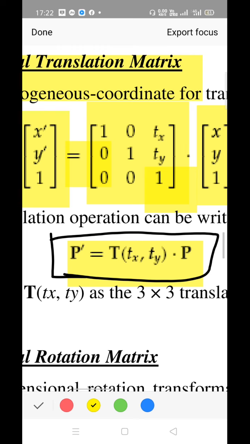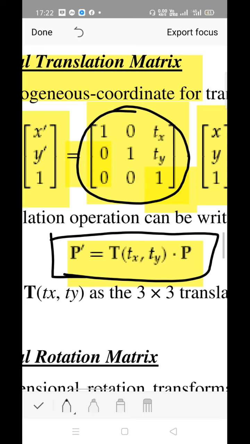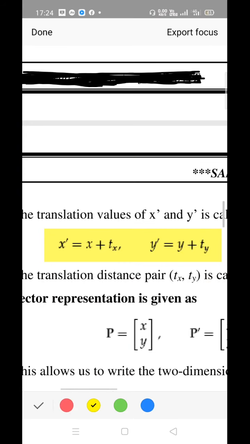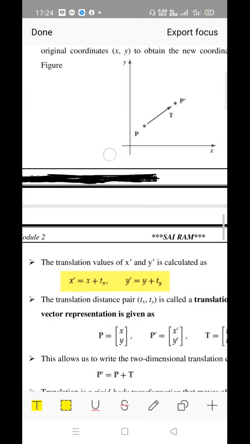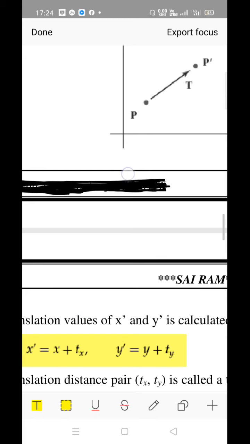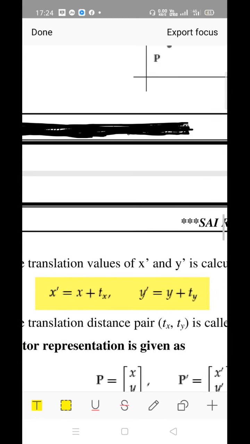Here the question comes, how to write the translation matrix. If the translation matrix is written, just concentrate on what I am highlighting. Check the coefficients. Refer to our previous discussion where we computed x dash equal to x plus tx. Watch my previous video, the things must be there in your notebook. So x dash is obtained as x plus tx, y dash is obtained as y plus ty.